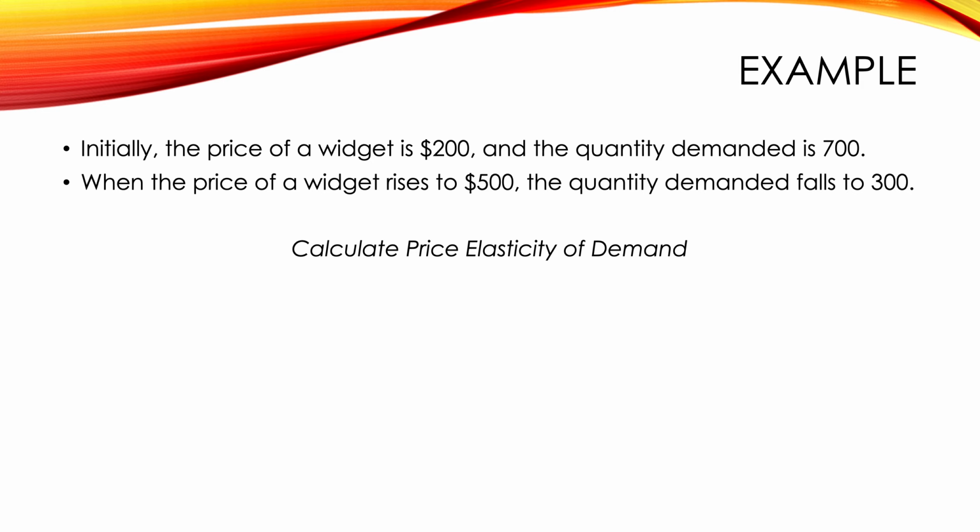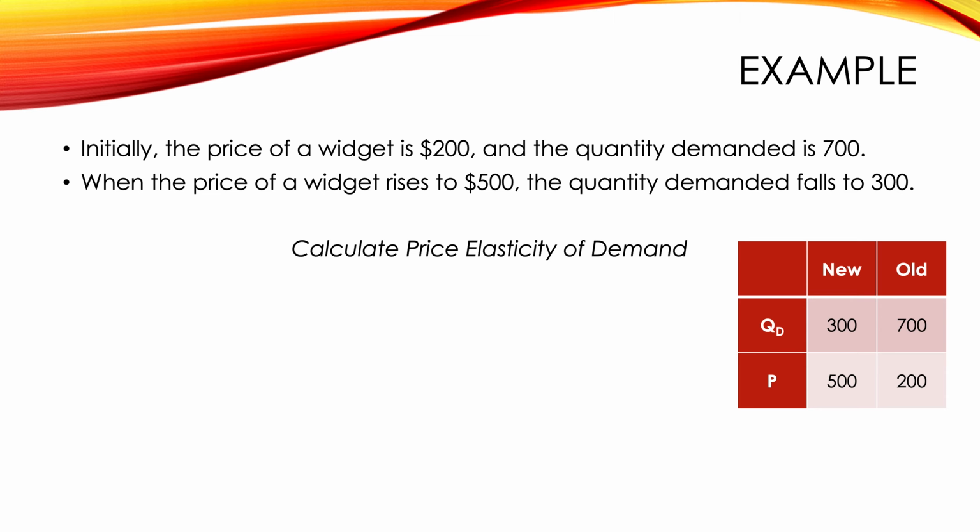Now, before you get too overwhelmed, one of the best strategies to tackle a question like this is to set up a table with the information. I did this one for you. So you've got your new value, you've got your old value, you've got your quantity demanded and your price row. So your new quantity demanded is 300, your old quantity demanded was 700. Look above at the information, right? It's right there.